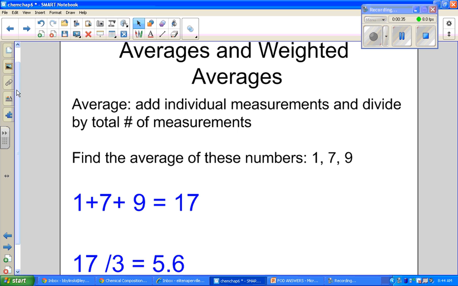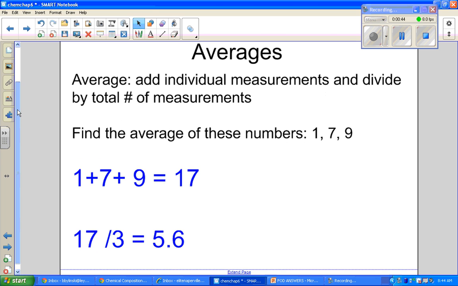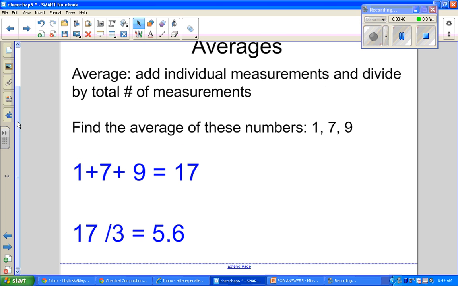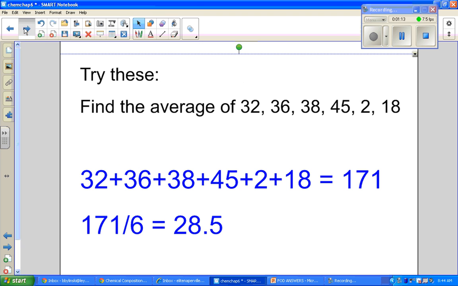Alright, the first thing I want to go over are averages, which we've already covered, but I'd like to do it one more time, and in particular what's known as the weighted average. So an average means you add the individual measurements and divide by the total number of measurements. For example, if you have the numbers 1, 7, and 9, the first thing you would do is add them. 1 plus 7 plus 9 equals 17. And then why did I take 17 and divide it by 3? That's because there are 3 numbers, the 1, the 7, and the 9. So the average would be 5.6. Or you could have rounded up to 5.7.